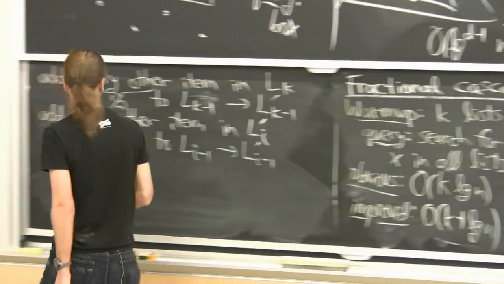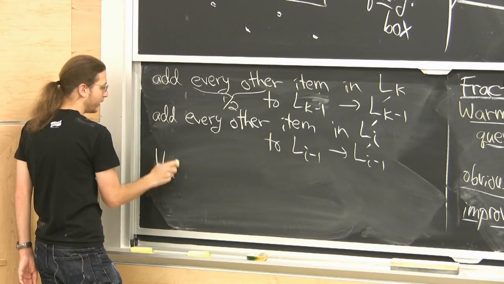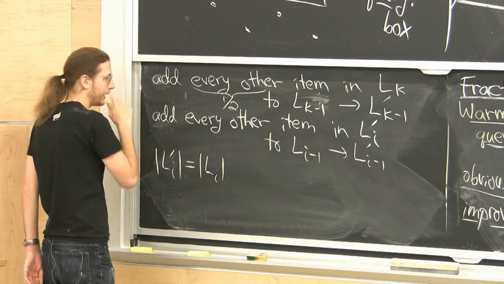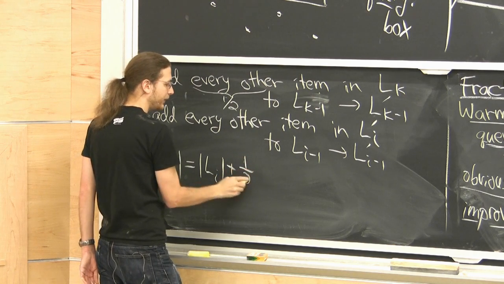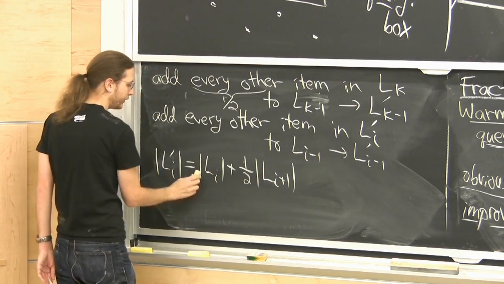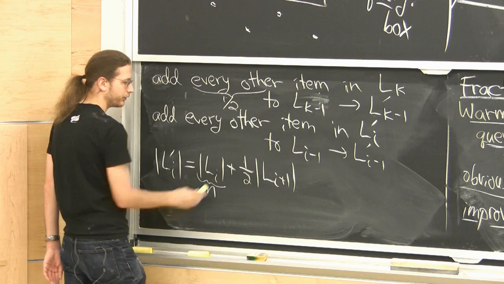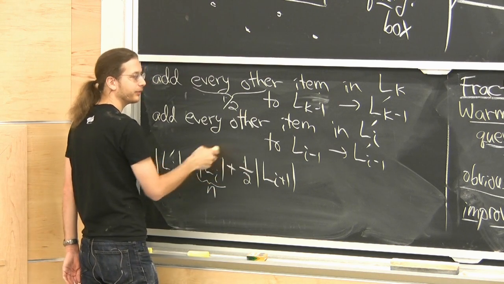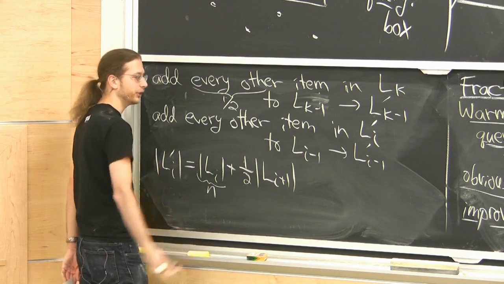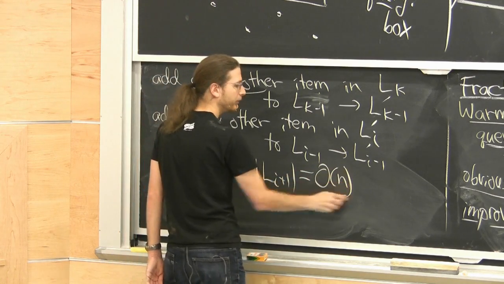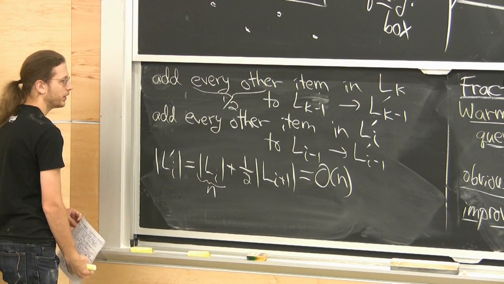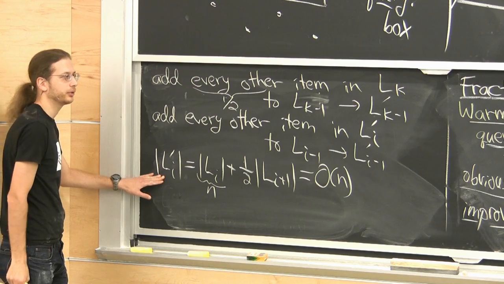How big do my lists get? What is the size of Li prime? Well, it started with Li, which is n. And then I added half of the items that were in the next level down, Li plus 1. So this is going to be n plus half of n plus a quarter n plus an eighth n. It's a geometric series, so this is just constant factor growth. I'm assuming all the lists have the same size here for simplicity. You can generalize.